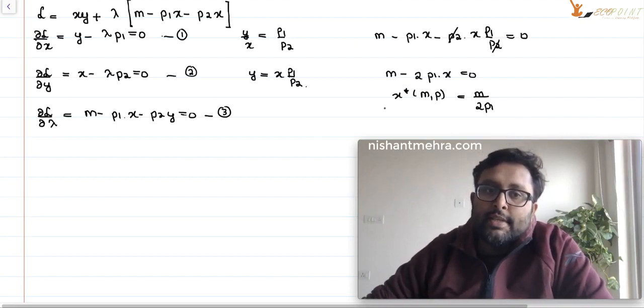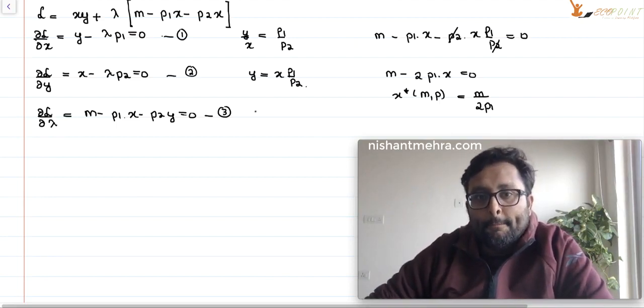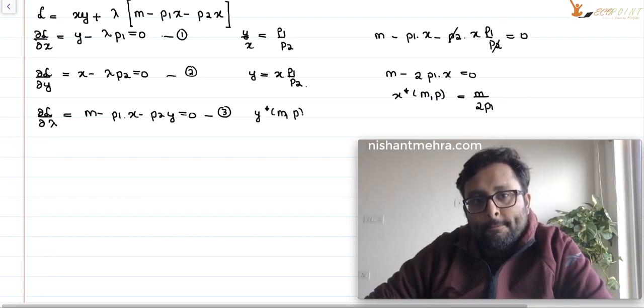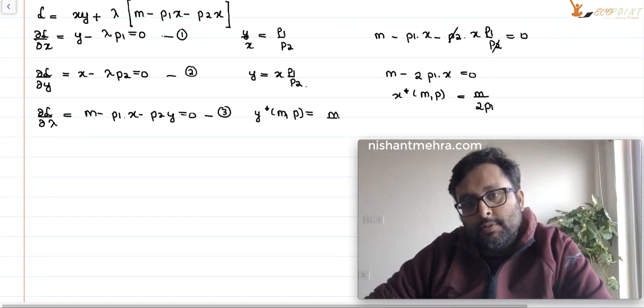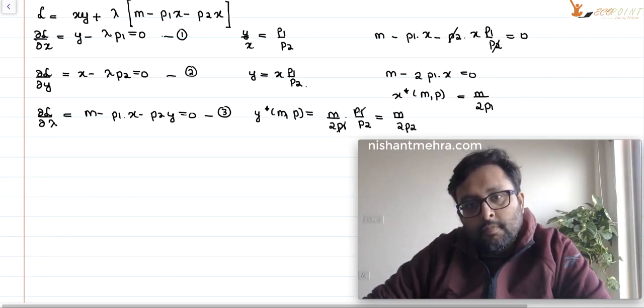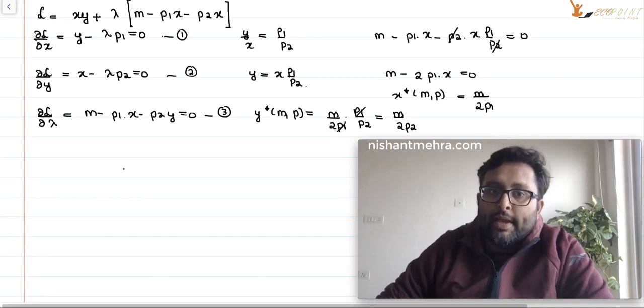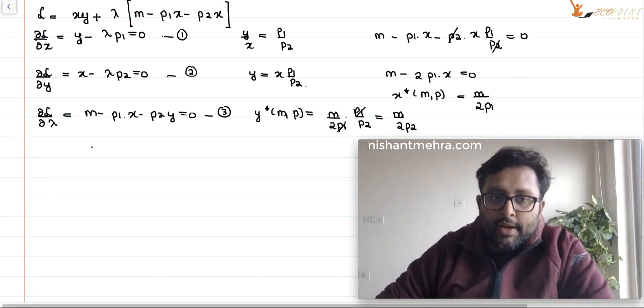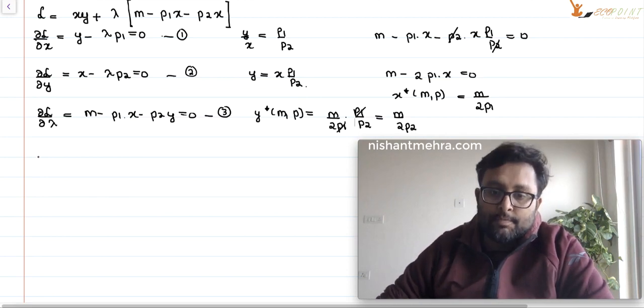And if we substitute this x star back into this y beta, which is m by 2p1, so it is m by 2p2. So x star, y star are m by 2p1 and m by 2p2. These are your demand functions.